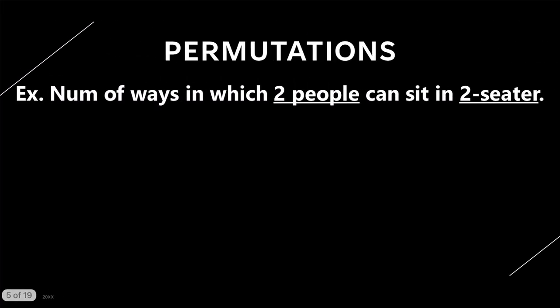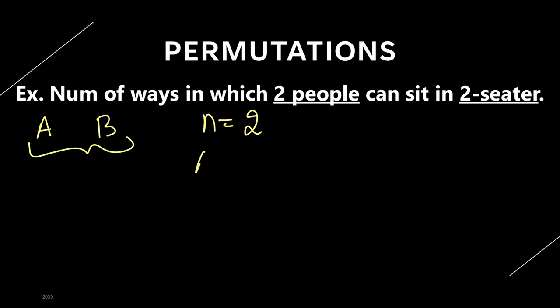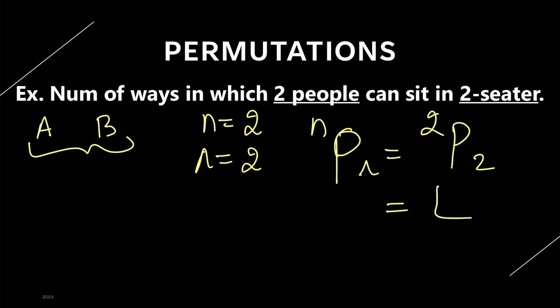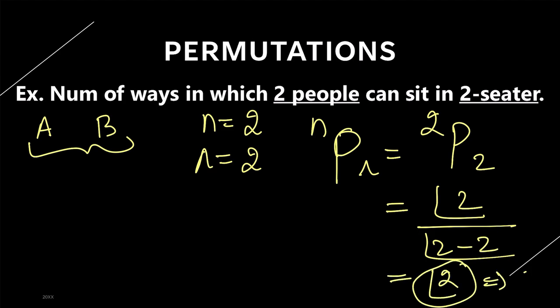Now, number of ways in which two people have to be chosen for a two-seater. So there are two people, A and B. You have to pick both of them. You ask them to come with us. So we have n is 2, r is 2. So nPr is 2P2, that is 2 factorial divided by (2 minus 2) factorial, 0 factorial. So you have 2 factorial, that is 2. So there are two ways.